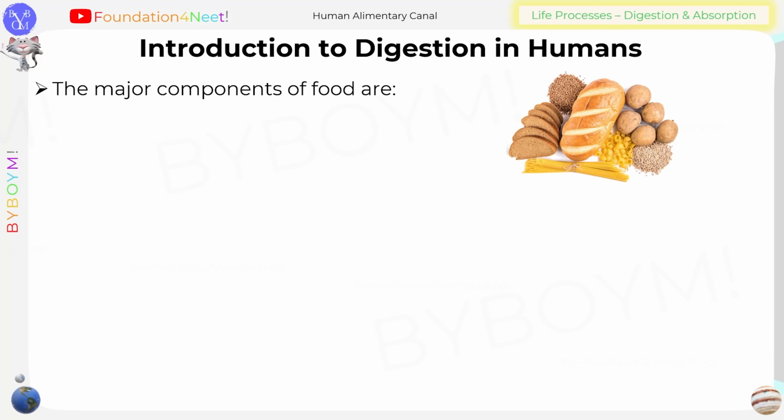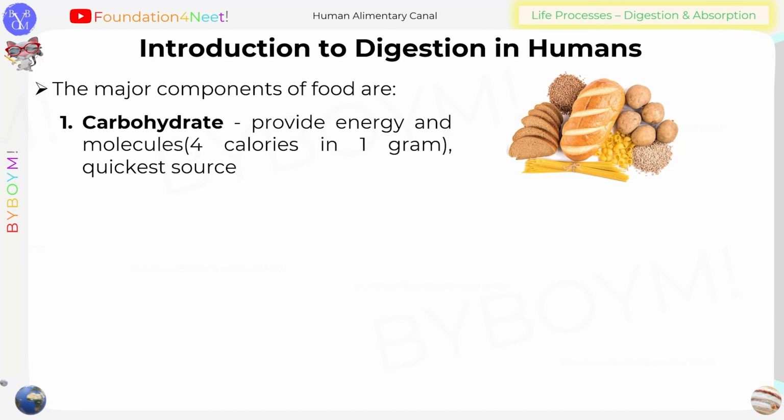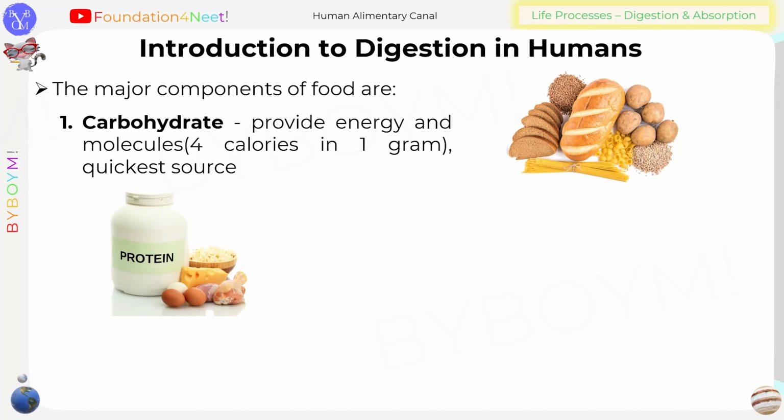So basically, by now you would have understood that carbohydrates are made up of smaller units. Smaller units are generally glucose and fructose. They provide energy. They provide molecules that play structural roles, and they are the quickest source of energy in our body. So now moving on to our next macronutrient.